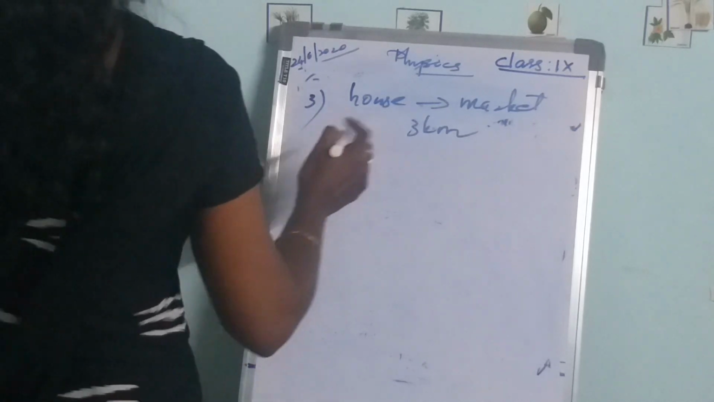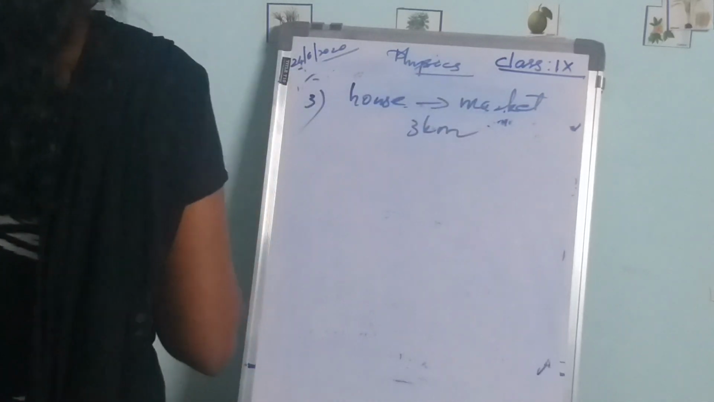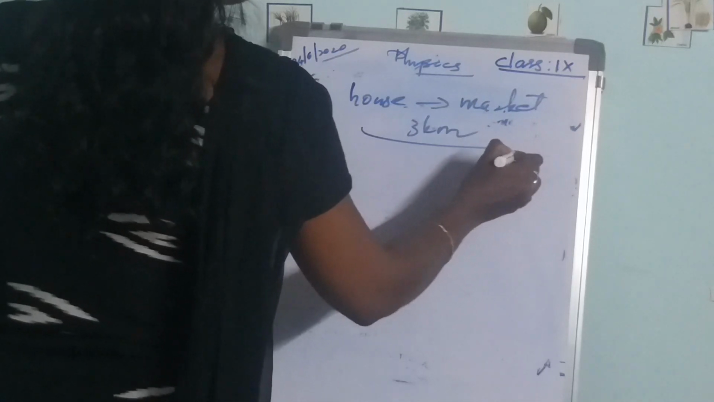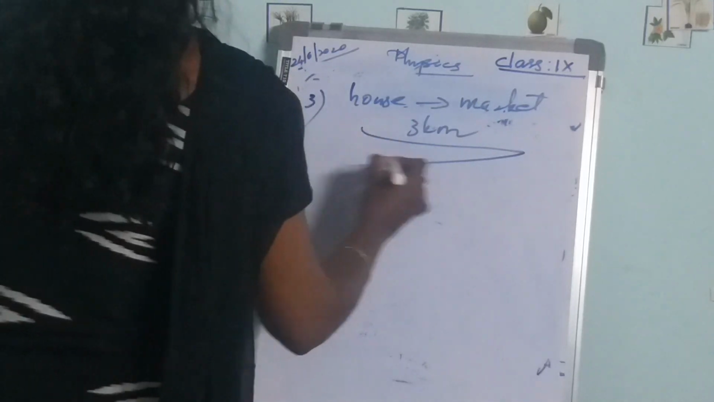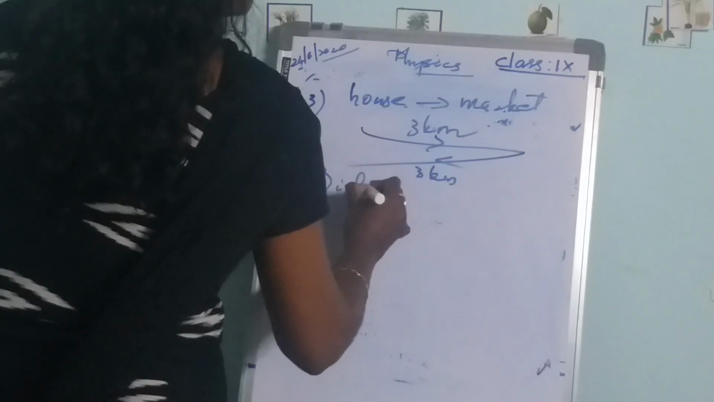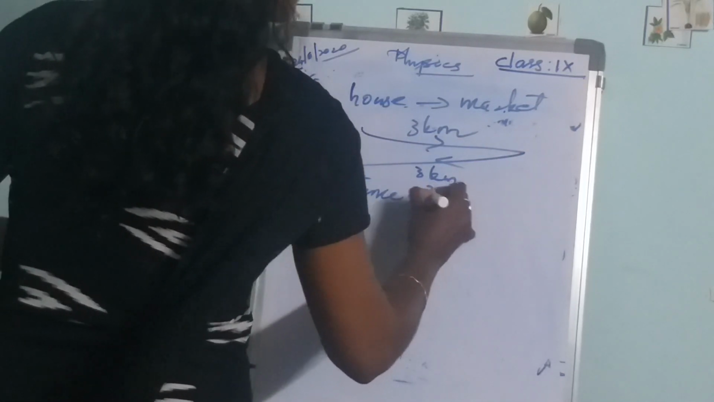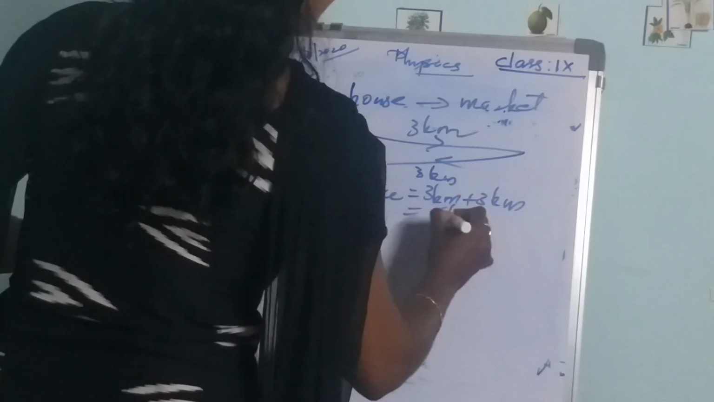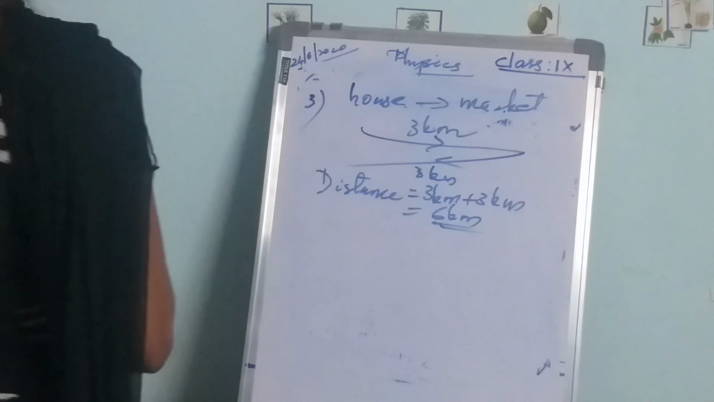Okay, thus here the distance between the house and market is 3 kilometers. He moves from house to market and again from market to house. So the distance travelled is equal to 3 kilometers plus 3 kilometers, that is 6 kilometers. That is the distance.